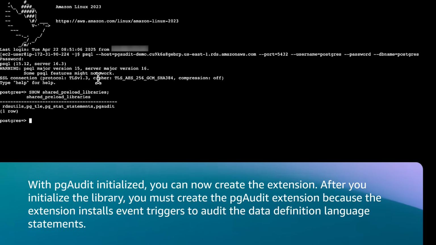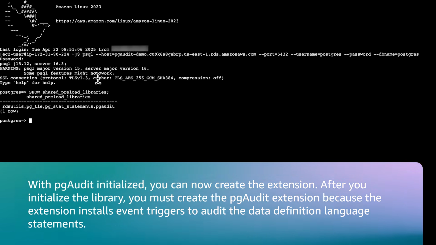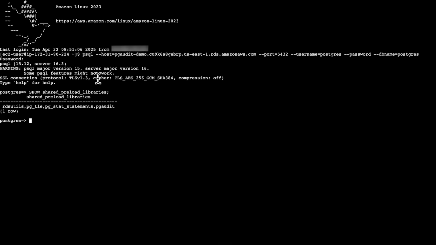With pgAudit initialized, you can now create the extension. After you initialize the library, you must create the pgAudit extension because the extension installs event triggers to audit the data definition language statements. Next, run this command. The extension is created.